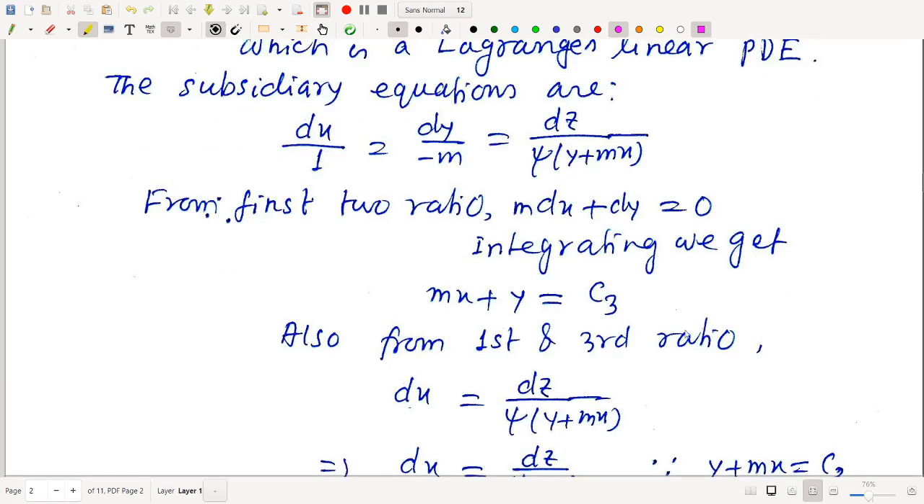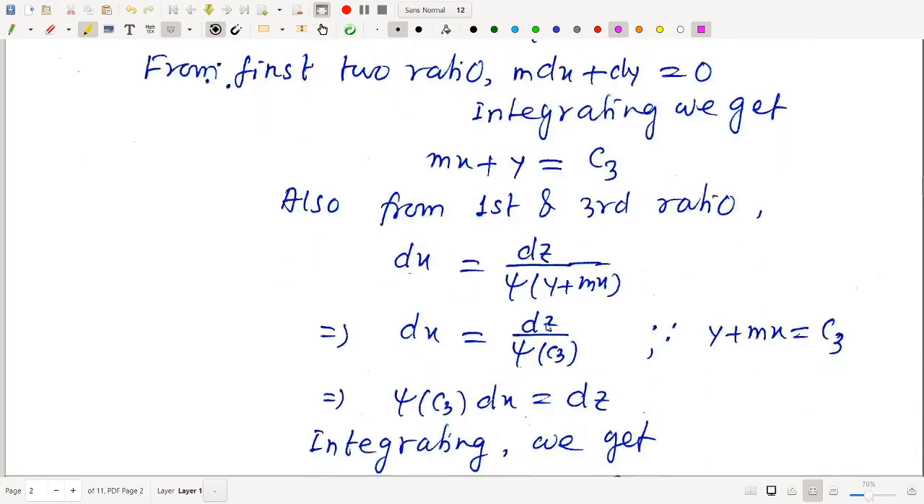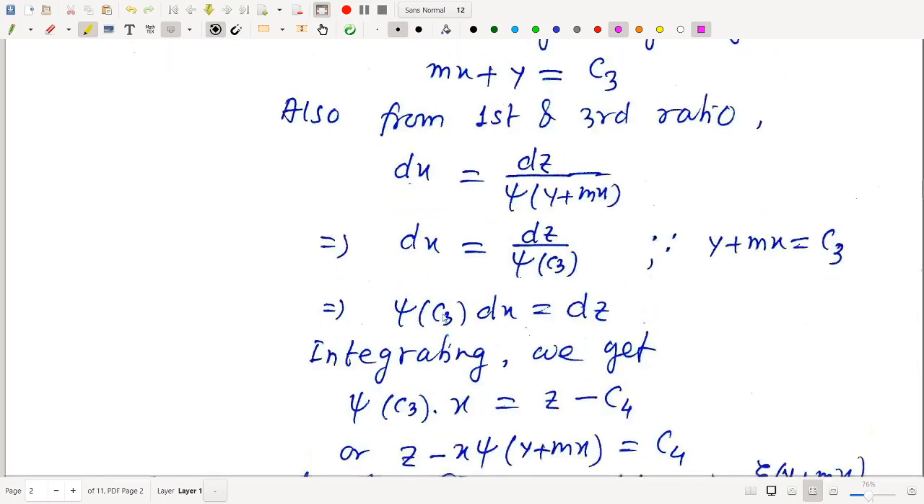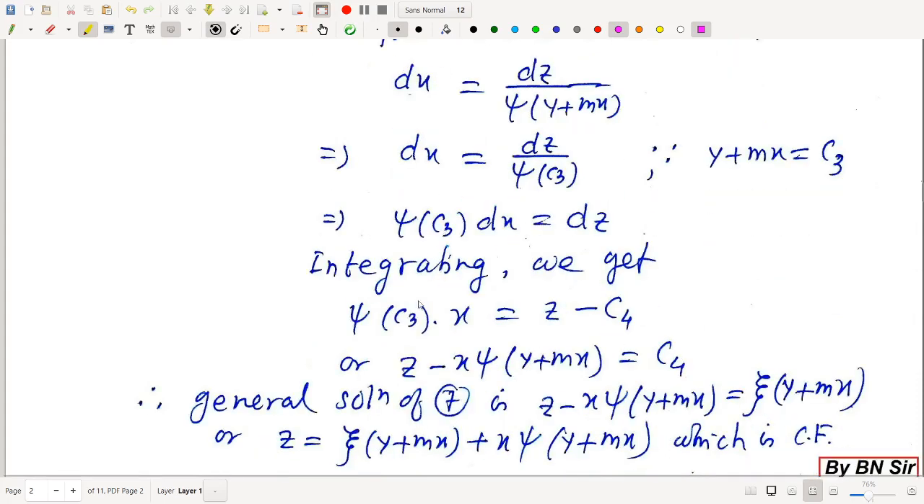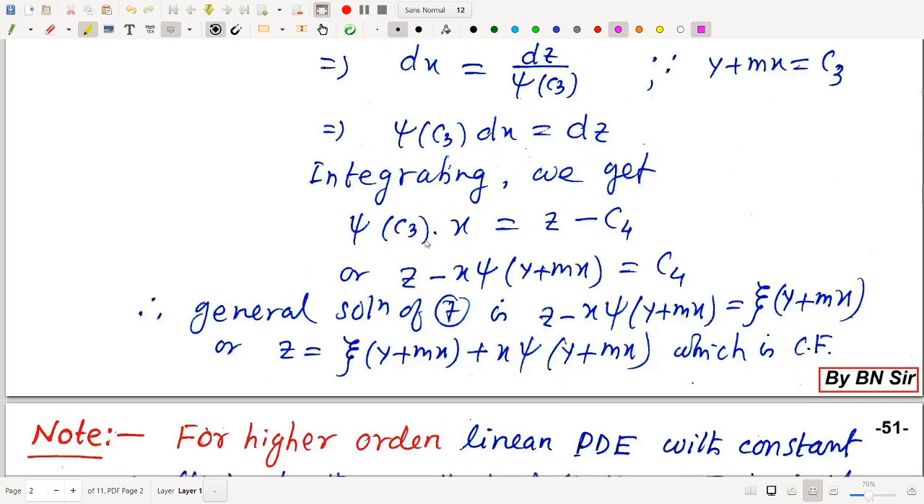Also from the first and third ratio, we shall get dx equal to dz by psi of y plus mx, but y plus mx is c3, so dx equal to dz by psi of c3, and cross-multiplying we get psi of c3 dx equal to dz. Now integrate, because psi c3 is constant, so psi c3 x equal to z minus c4. Instead of plus c4 we have written minus c4; you can add it to the left side also, as it is an integrating constant, anything we can give. So it is z minus x psi of c3, meaning y plus mx, equal to c4.